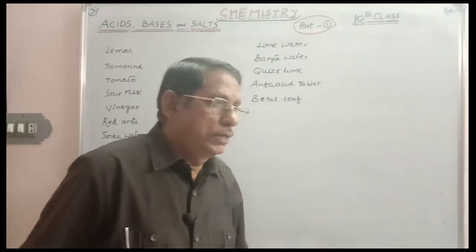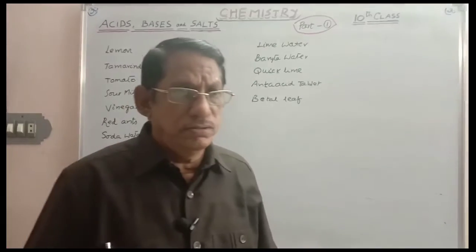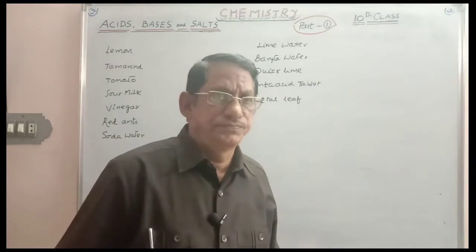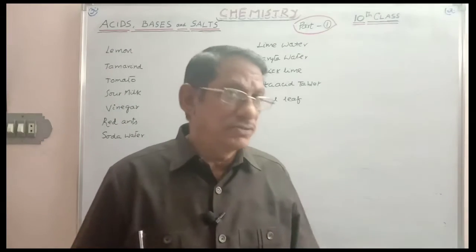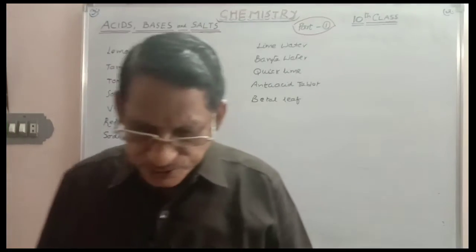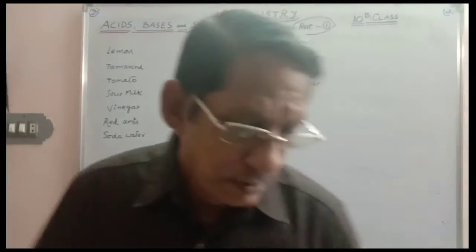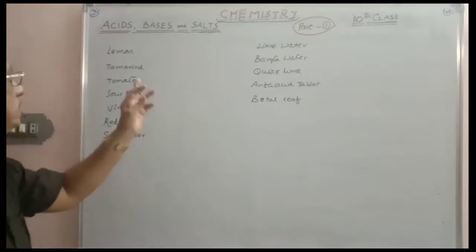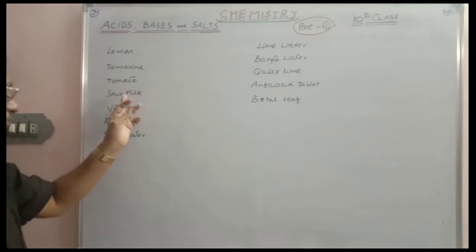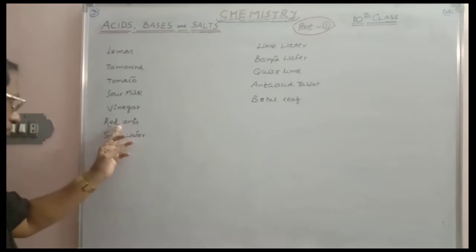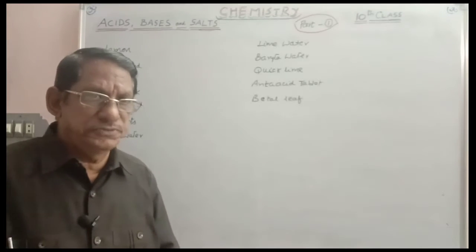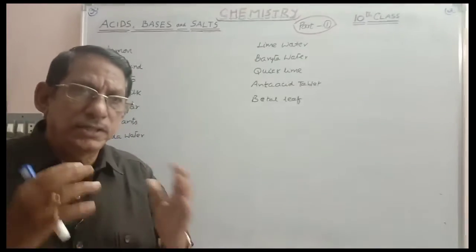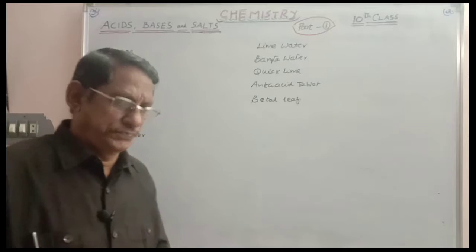We are all familiar with so many types of acids and bases. Knowingly or unknowingly, we are coming across acids and bases in our daily life. Some examples we can consider here, like lemon, tamarind, tomato, sour milk, vinegar, of course, the stings of red ants, and soda water. All these we know and we are using. What is the content present there? That you have to know now.